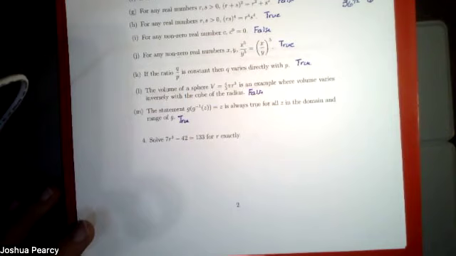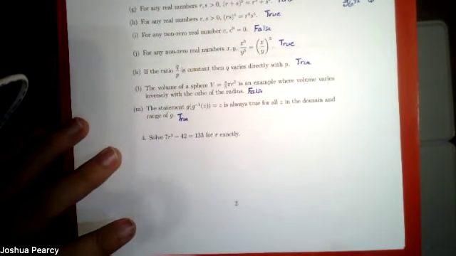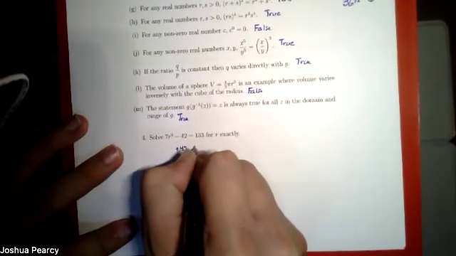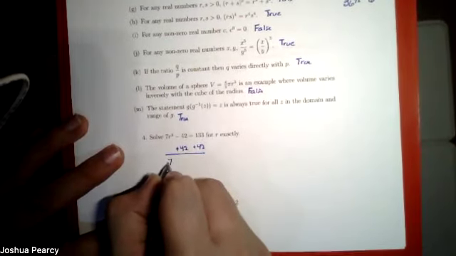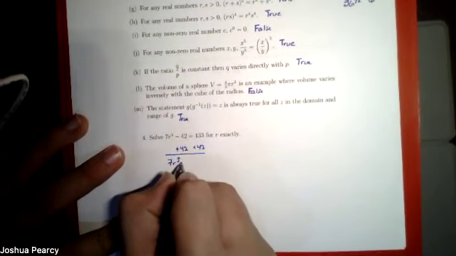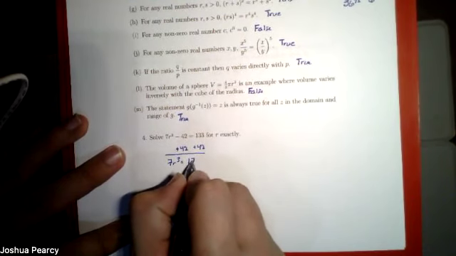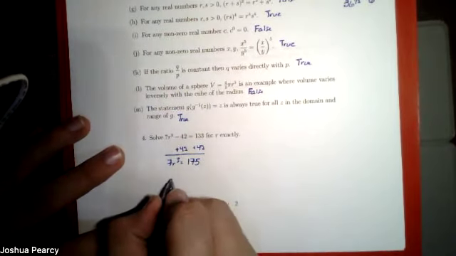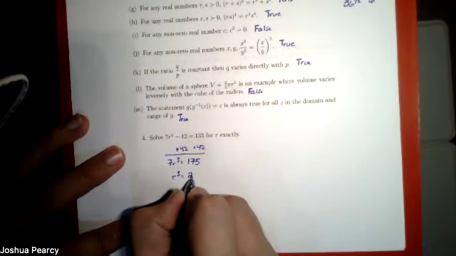So let's move on to number 4 now. So it says solve 7r cubed minus 42 equals 133. So we're going to start by adding 42 to both sides first. So if I add 42 to both sides, then this gives me that 7r cubed is equal to 133 plus 42, which is 175. And when I divide both sides by 7 here, I get r cubed is equal to 25.